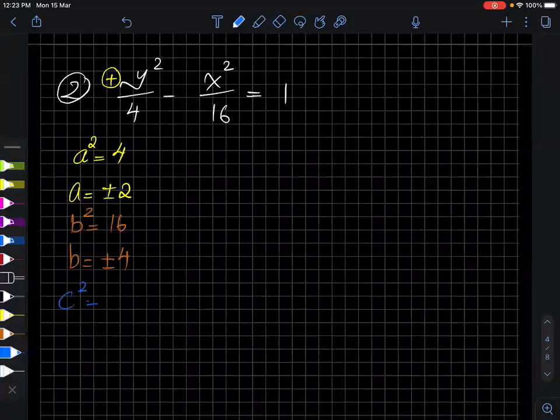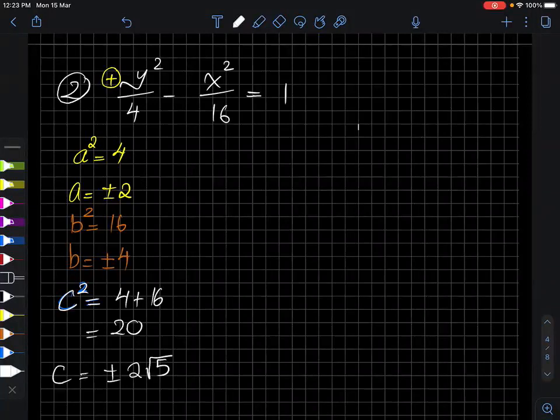And c squared? c squared is equal to a squared plus b squared. So 4 plus 16. So positive or negative radical 20. And root 20 is 2 root 5, right? So this is the c.